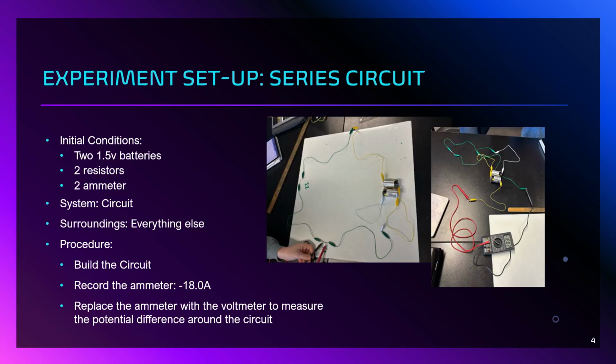And the setup for a series circuit: the initial conditions used in this lab were two 1.5 volt batteries, two resistors, and 2 ammeters. The system of this lab is a circuit, and the surroundings is everything else. The procedure for this lab was to build a circuit, record the ammeter, which we got negative 18 amps, and then we replaced the ammeter with the voltmeter to measure the potential difference around the circuit.